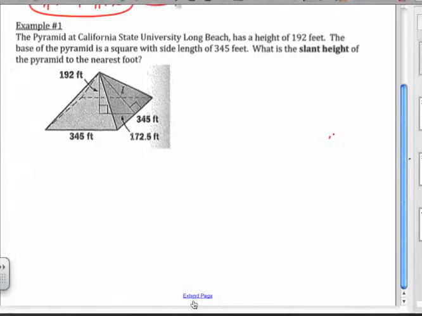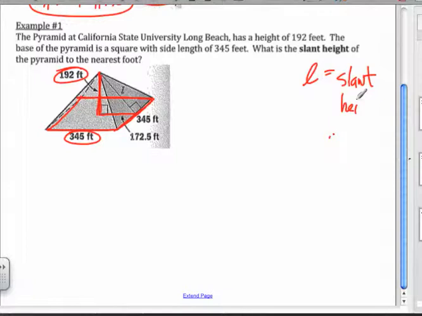But let's look at example number 1. This one says, the pyramid at California State University, Long Beach, has a height of 192 feet. That means if you dropped a line from the top of that pyramid straight down and it hit the floor, it would give you 192 feet. It says the base of the pyramid is a square, so all of these sides have to be the same, and they're 345 feet. What is the slant height? I'm sorry, I called it lateral height. L is the slant height. What is the slant height of the pyramid to the nearest foot?